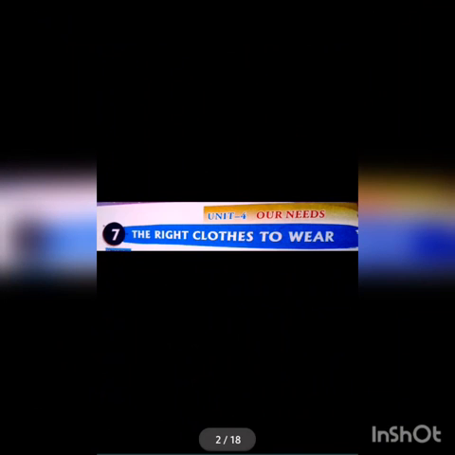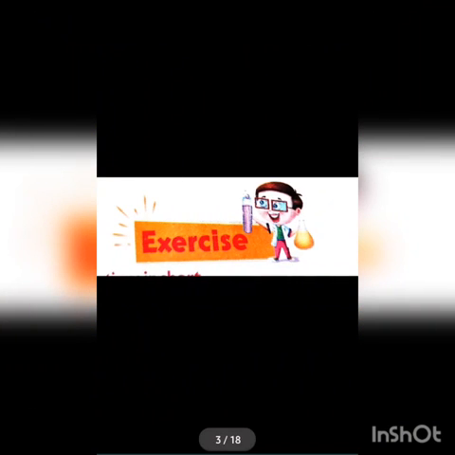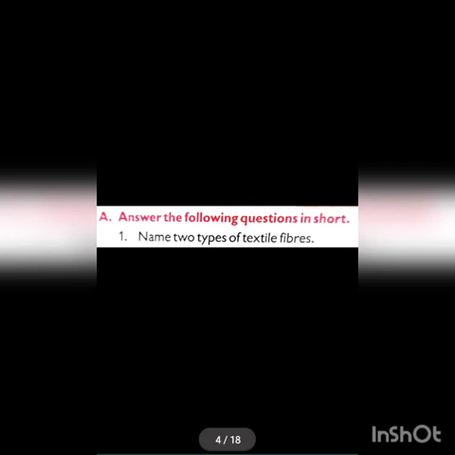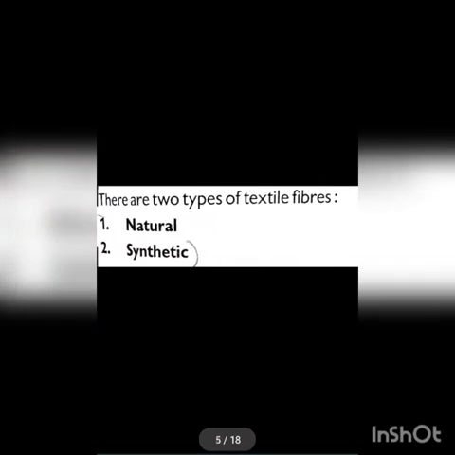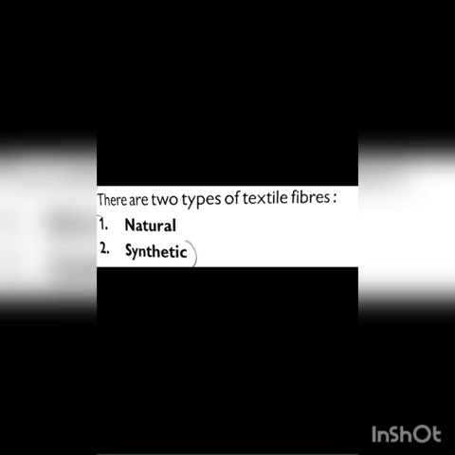Today we discuss exercise from Chapter-7, the right clothes to wear. Exercise. Let's start. Answer the following question in short. First one is, name two types of textile fiber. There are two types of textile fiber. First one is natural, second is synthetic.